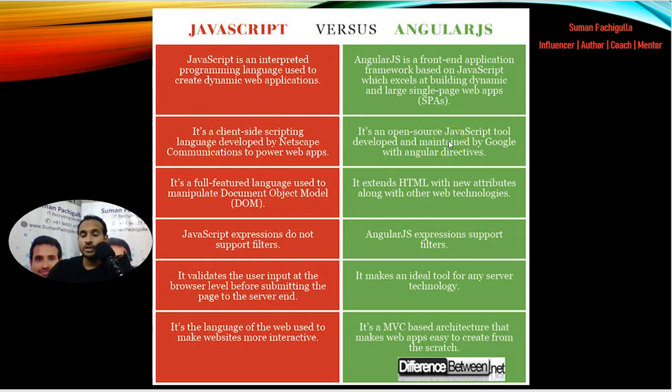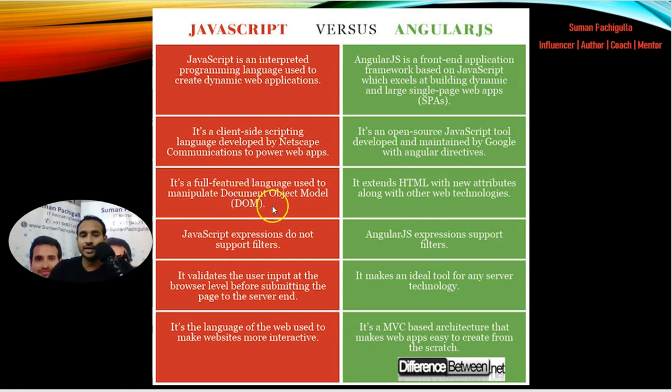But AngularJS was created by Google. All right. So AngularJS is an open source JavaScript tool developed and maintained by Google, now with Angular directives. So that goes into the technology side. Now it's a full featured language used to manipulate the document object model, DOM. So here JavaScript is used primarily to work on the DOM side. DOM meaning document object model.